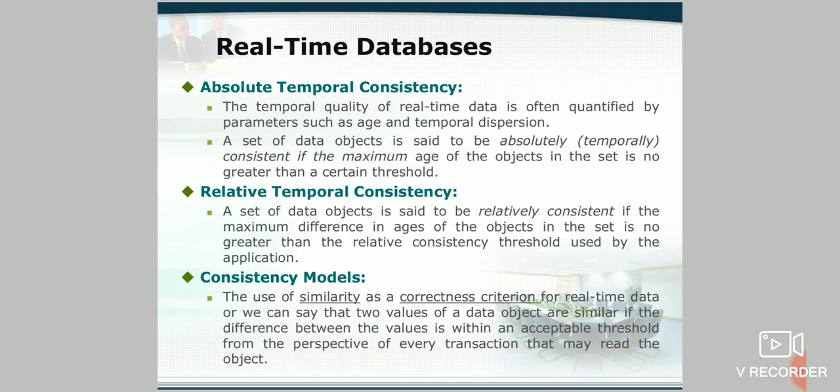The real time database has some properties like absolute temporal consistency, relative temporal consistency, and consistency models. In the case of absolute temporal consistency, the temporal quality of a real time database is often quantified by parameters like age, temporal dispersion, etc. A set of data objects is said to be absolutely consistent if the maximum age of the objects is no greater than a certain threshold.